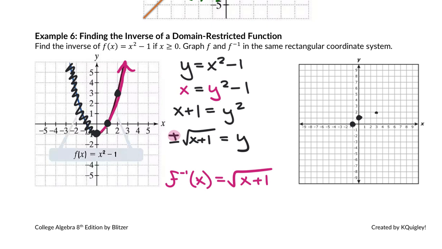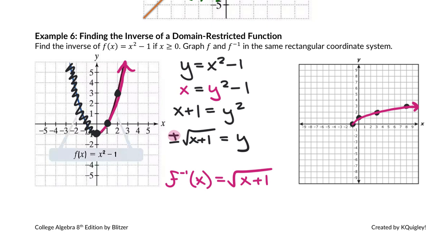The next nice coordinate point I see here is at 2, comma, 3. That becomes 3, comma, 2. And then it goes off screen, but I know the next nice coordinate point is 3, comma, what is it? 8. So you would go to 8, comma, 3. And so this sideways half parabola is the inverse of the half of the parabola we were able to find an inverse for when we started.